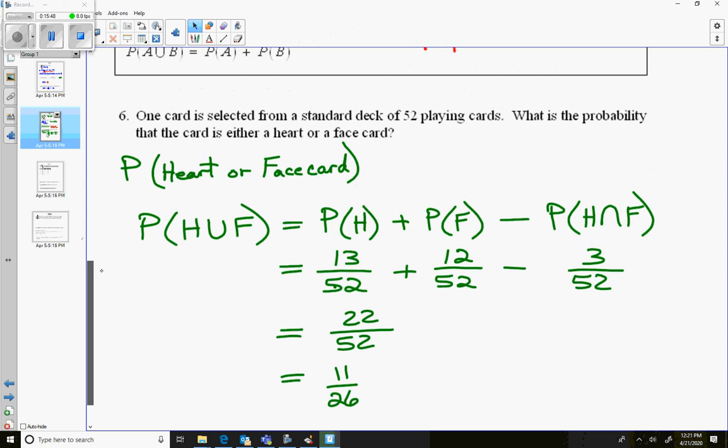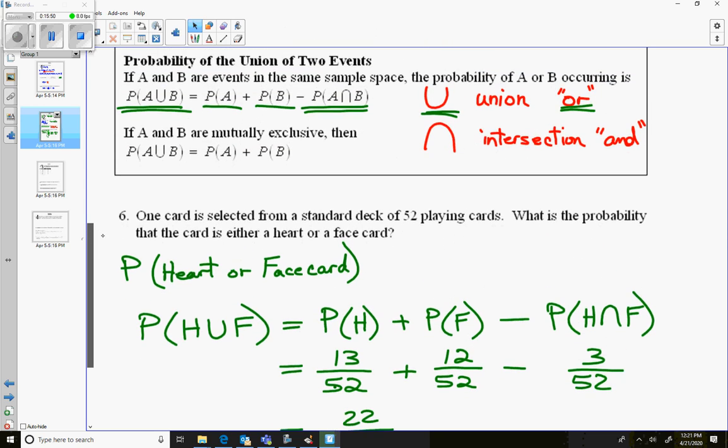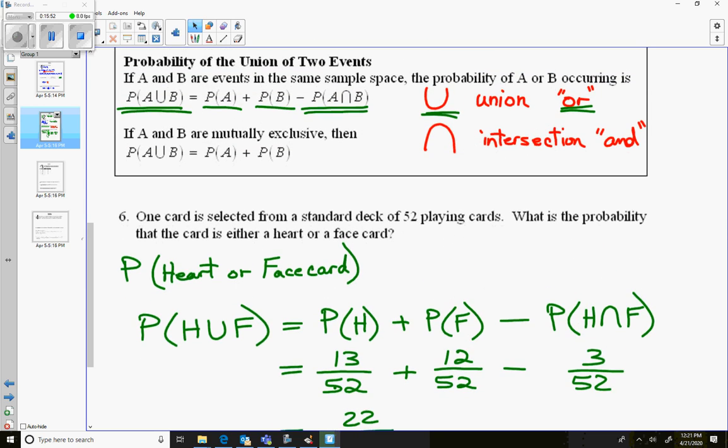Now, back to this other thing. So I'm now coming back to this part right here. If A and B are mutually exclusive, then the probability of A or B is simply the probability of A plus the probability of B.